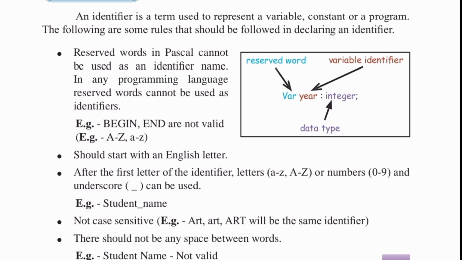So it will tend to perform beginning in the place of a variable, and the identifier should start with an English letter, which is obvious. After the first letter of the identifier, letters A to Z or numbers 0 to 9 and underscore can be used, which means if you're going to have a variable of student name, you can't write it all together because that's going to be a mess. So you can join it by putting an underscore in between the words. And again, the last point should come after this. There should not be any space between words. That means if you enter student space name, that's going to be wrong. You can't do that. You need to use an underscore.